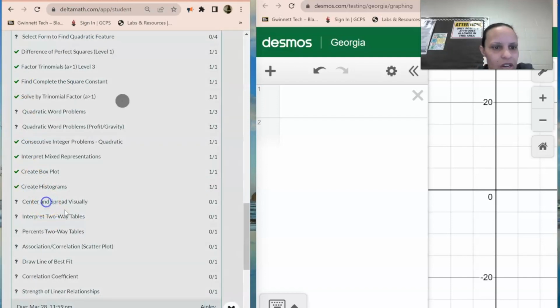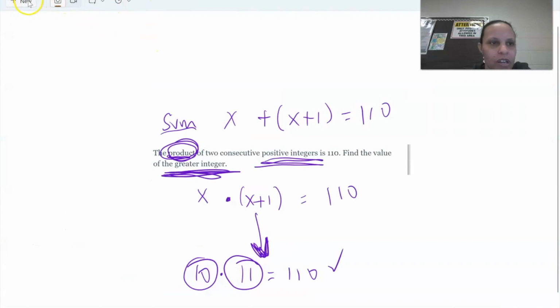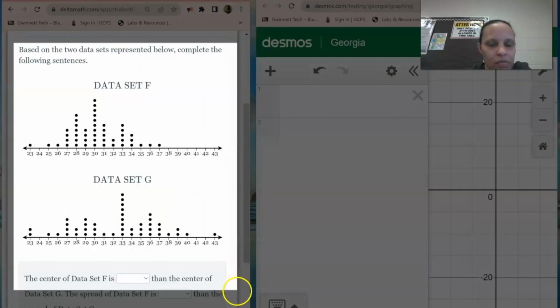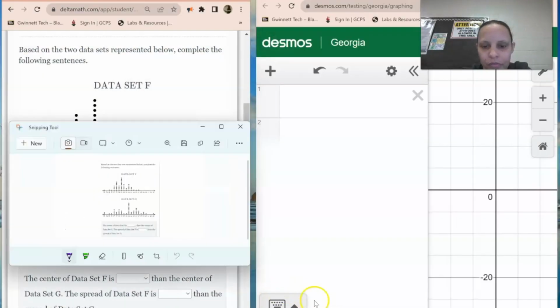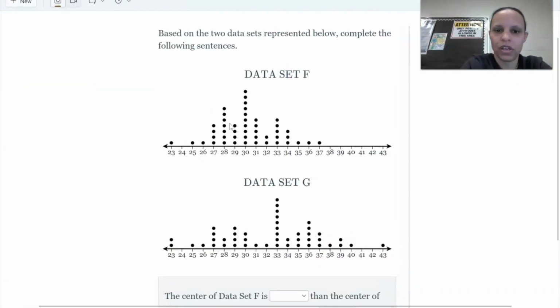All right, center and spread visually. Okay, so we can actually calculate this, or actually if it's true or not, but we can do it visually really quickly. So we have 2 data sets, right? Where would you think the center of each data set would be? So let me go ahead and just take a picture of this. All right, so looking at this data, it goes from here to here. Where would the middle be, if you would find the middle? I would say it would be roughly 29, 30, 31.